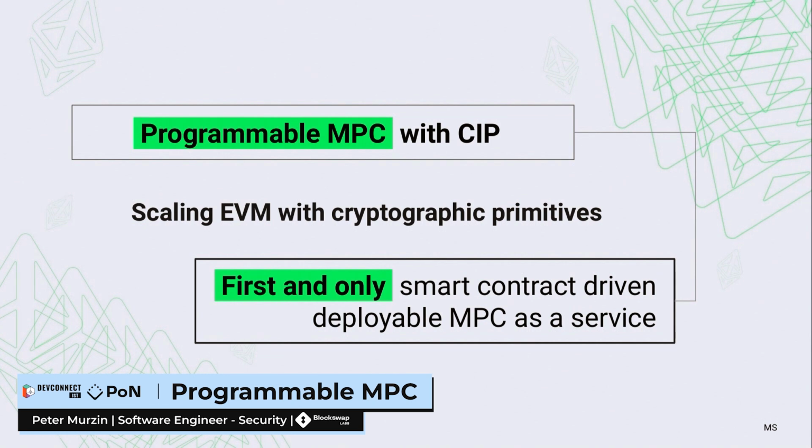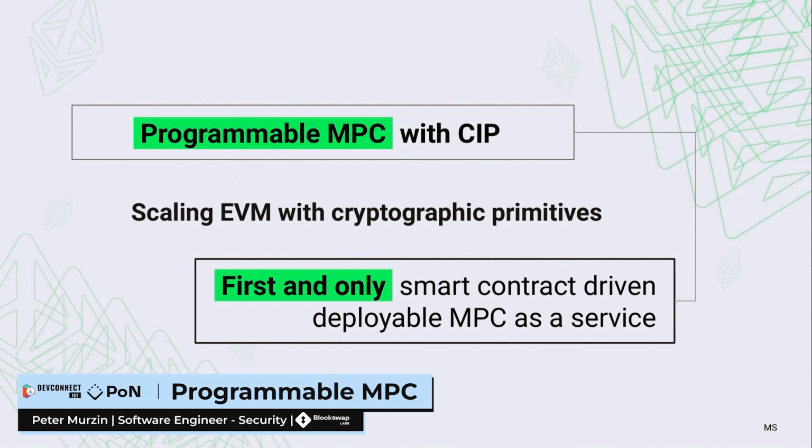So in the next few minutes, I'm going to talk about multi-party computation with a specific smart contract suite that we built called CIP, which stands for Common Interest Protocol. That's the contract suite that is used to control and manage the multi-party computation that happens off-chain.